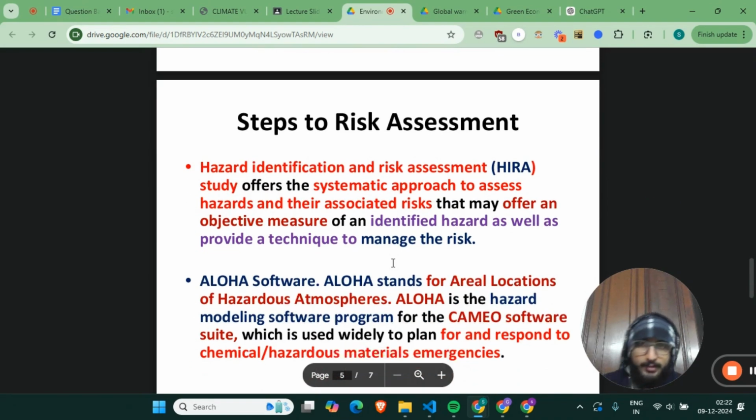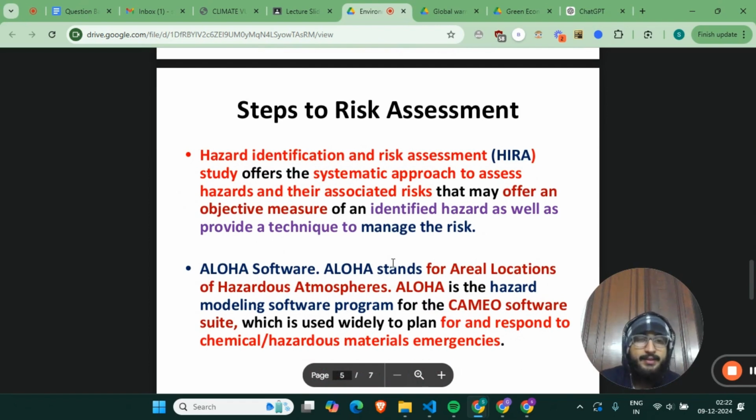So, steps to risk assessment: hazard identification and risk assessment, HERA. The HERA study offers a systematic approach to assess hazards and their associated risks that may offer an objective measure of an identified hazard as well as provide a technique to manage the risk.